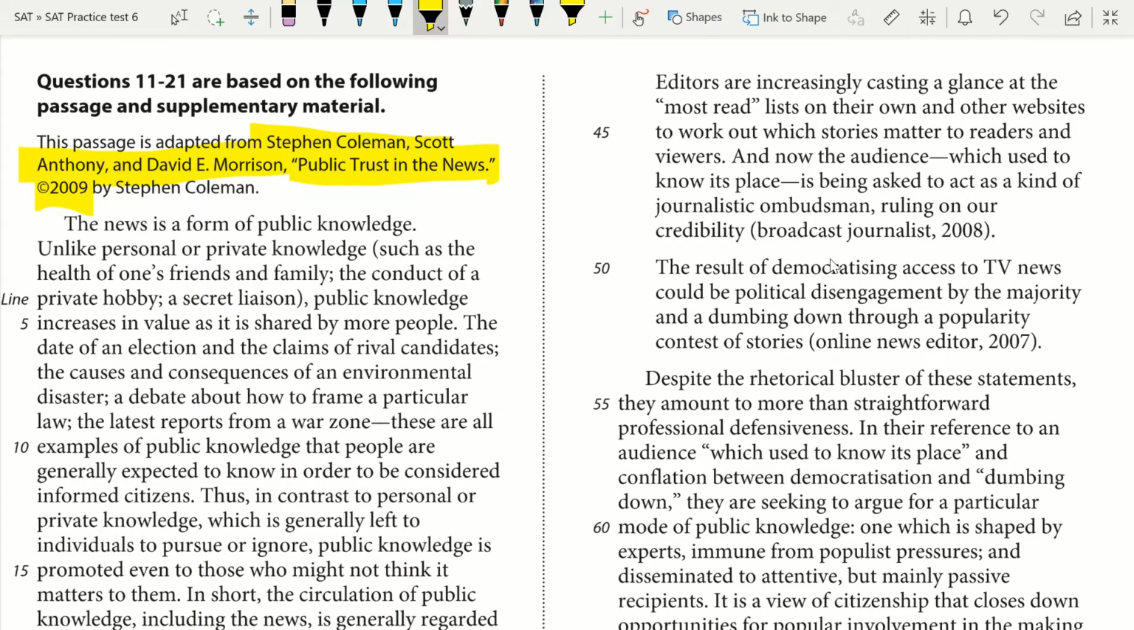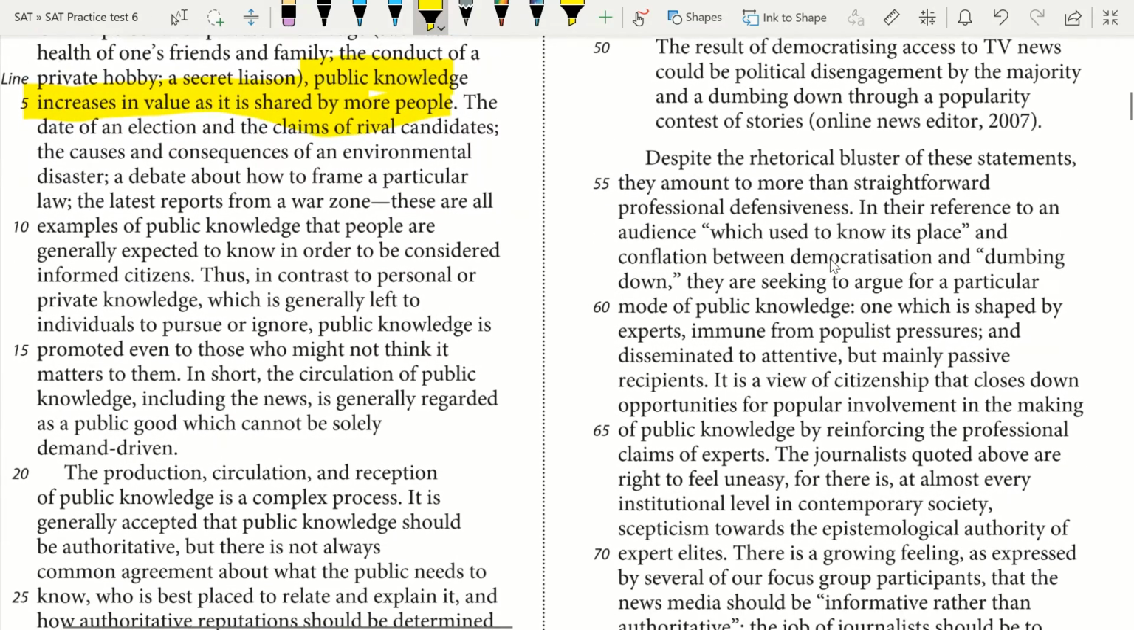We got the news as a form of public knowledge, unlike personal or private knowledge, such as the health of one's friends and family, the conduct of a private hobby, a secret liaison. Public knowledge increases in value as it is shared by more people. The data of an election and the claims of rival candidates, the causes and consequences of an environmental disaster, a debate on how to frame a particular law, the latest reports from a war zone. These are all examples of public knowledge that people are generally expected to know in order to be considered informed citizens. Thus, in contrast to personal or private knowledge, which is generally left to individuals to pursue or ignore, public knowledge is promoted even to those who might not think it matters to them.